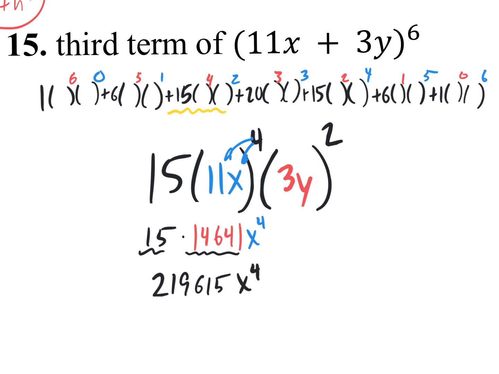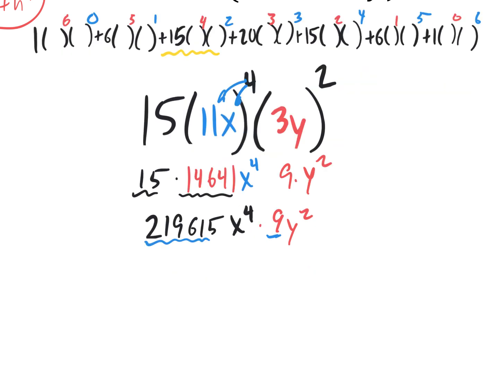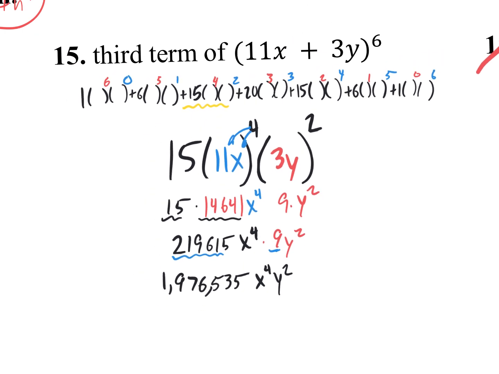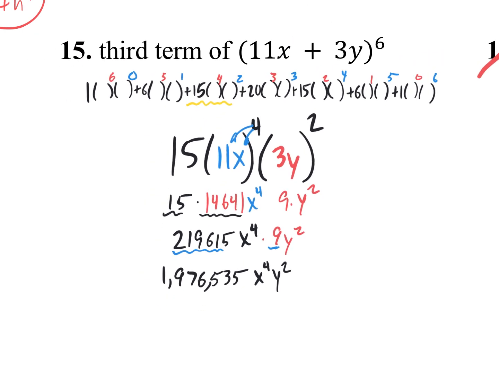Oh yeah, we still need to do over here 3 squared and y squared. So that's going to be a 9y squared. So we still have to multiply it by 9y squared. So multiply this huge number by 9 and tell me what that is. So with the calculator, we get 1,976,535. And of course, we put the x to the fourth and the y to the second right there. And that is technically the answer to this question, the third term of this binomial expansion.